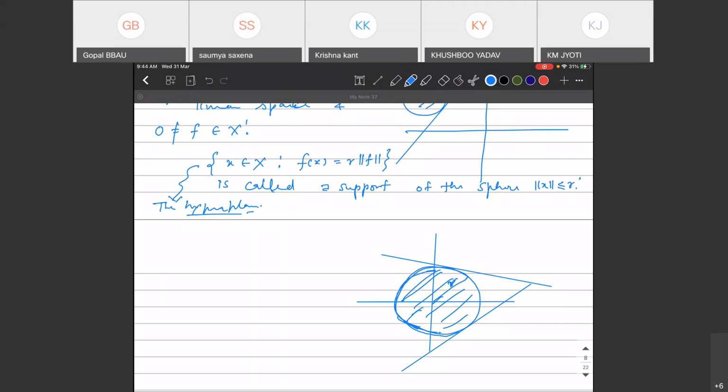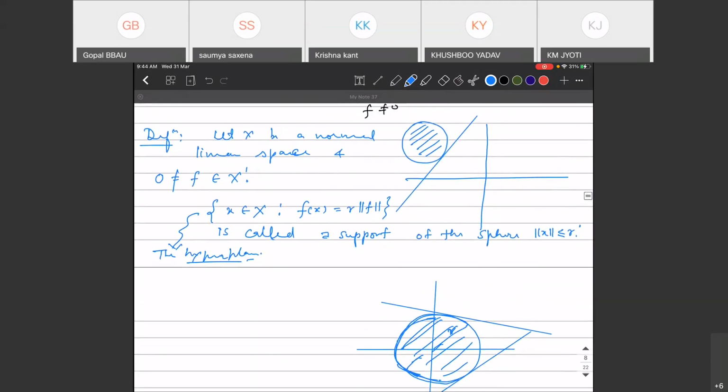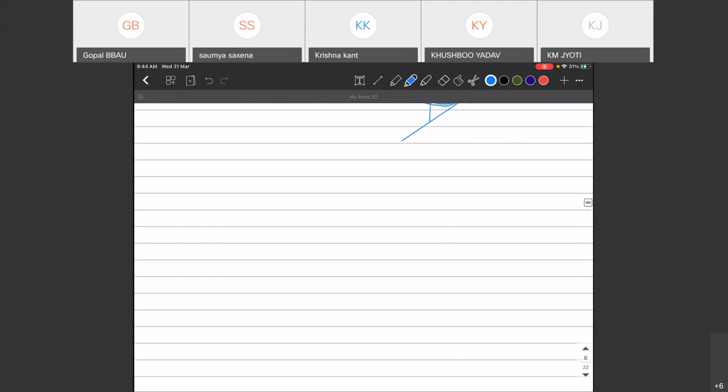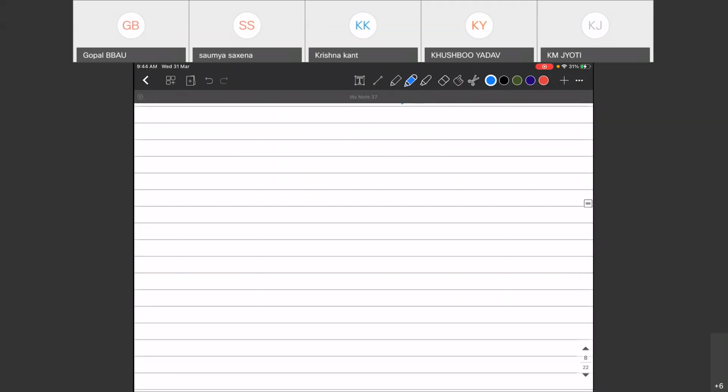Okay. So this is support of sphere. So let's see a theorem.